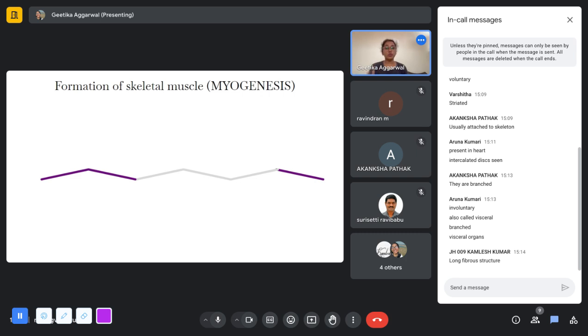What's the first step? What should happen? Anyone? How is the skeletal muscle formed? What are the few things that happen during the formation of a skeletal muscle?